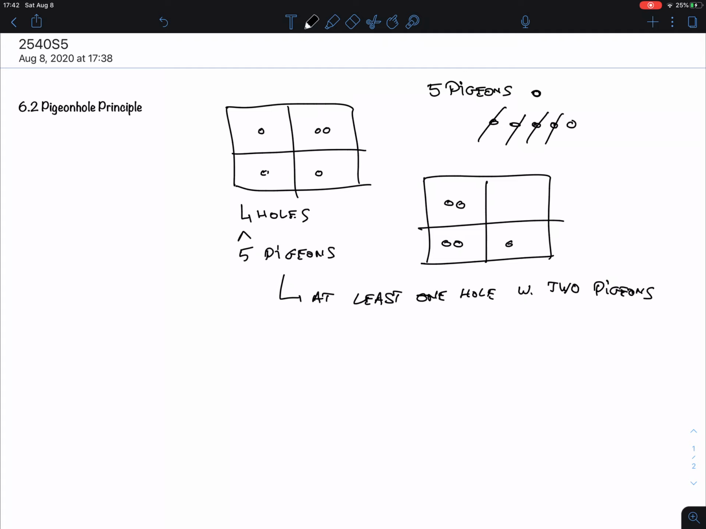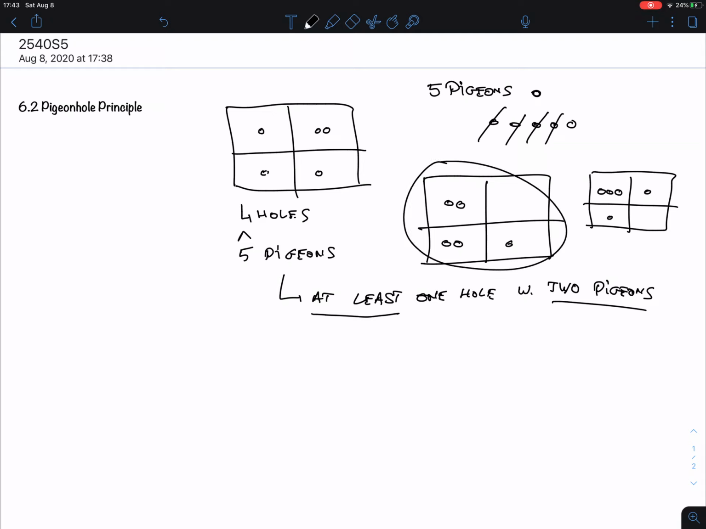It doesn't mean that there is a hole with exactly 2 pigeons. Again, here's a solution. Suppose these 3 like to be together and these 2 are separate. Then these are 5 pigeons over 4 holes, but there is no hole with exactly 2 pigeons. That's why I have to say at least 2 pigeons. Also, it doesn't mean that there's exactly one hole with 2 pigeons. In this example we see there are 2 holes with 2 pigeons.